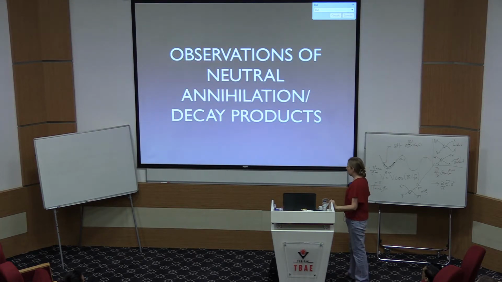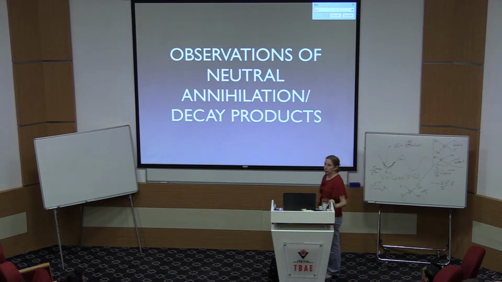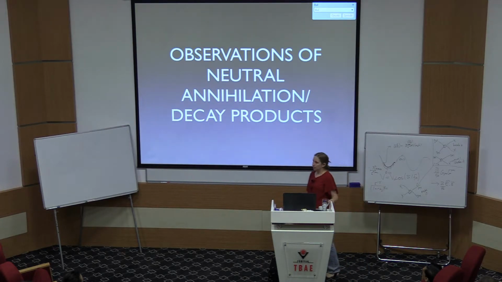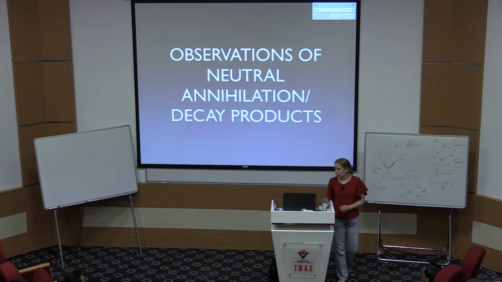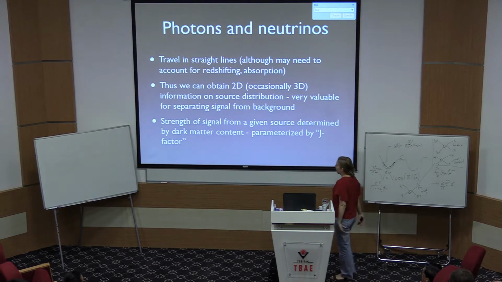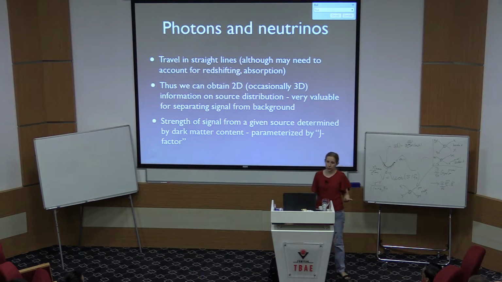Okay, so I first want to go quickly again, and I'll post the slides, these are notes that you can use for reference later, but I first want to say just a little bit about how you actually calculate signals. If you want to test if your model is observable in these searches, then what do you do? If we think about uncharged particles first, photons and neutrinos, because they're uncharged, they travel to us in straight lines.